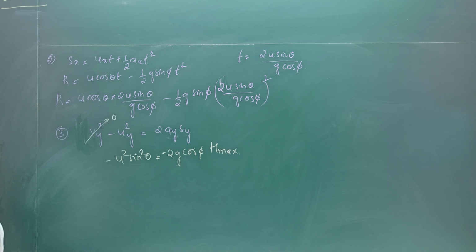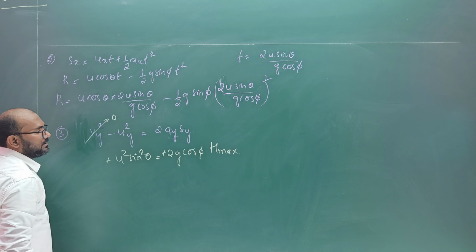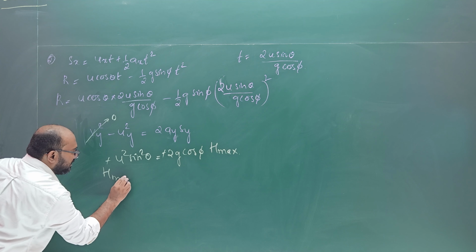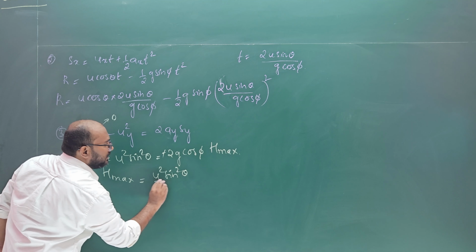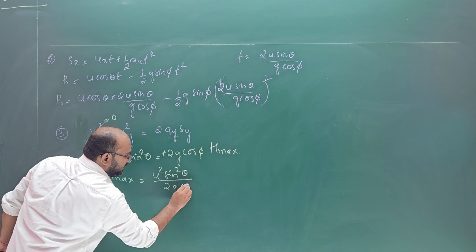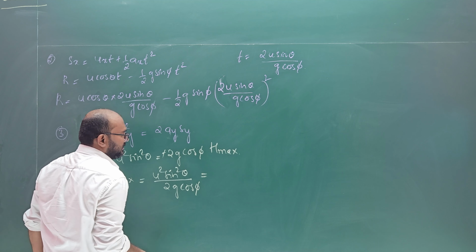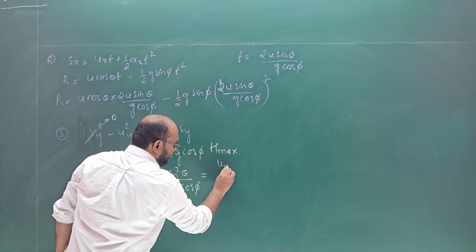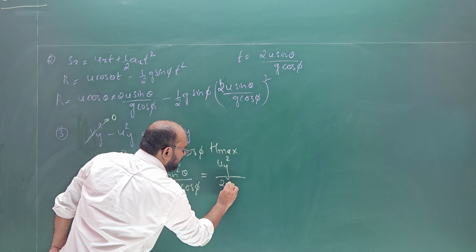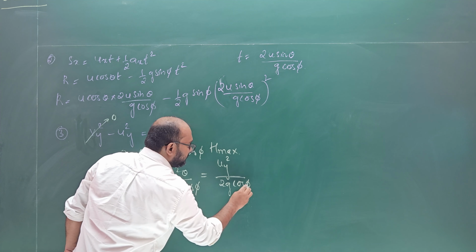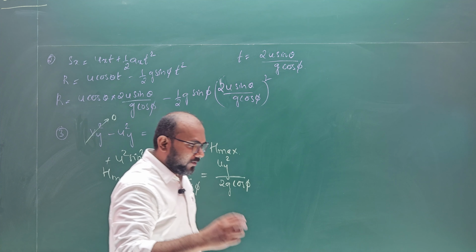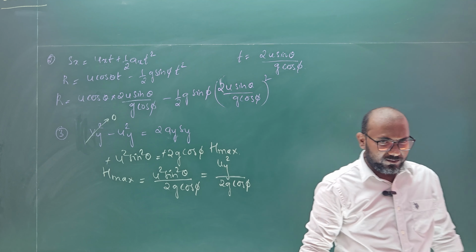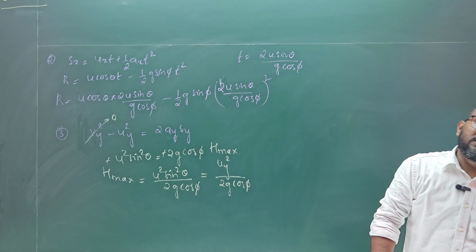Yes or no? Similarly, the minus and minus cancel. So Hmax becomes u square sin square theta upon 2g cos phi. You can remember this a little. Then we can write uy square upon 2g cos phi. Substituting the values we can get any number of problems. Now I am not going to waste time on numericals.